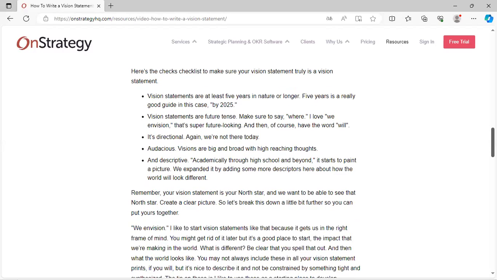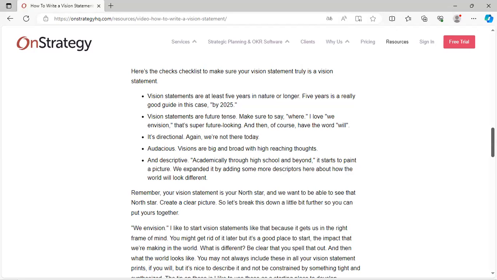Vision statements are at least five years in nature or longer. In 5 years, how do you see your company from this year in 5 years? So we're on 2023. So how do you see your company in 2028? Just to say something.